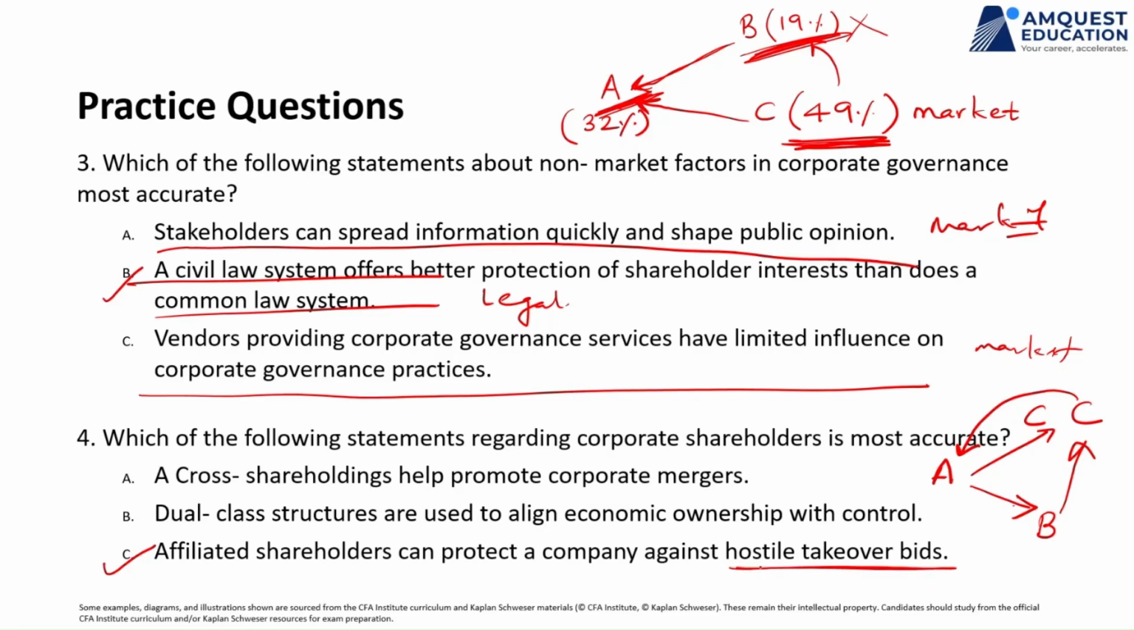Hostile takeovers are generally possible when promoter ownership is less. When promoter ownership is less, right? So someone can acquire your shares from the market and go for a hostile takeover. An affiliate shareholder can therefore protect your company in such a case.